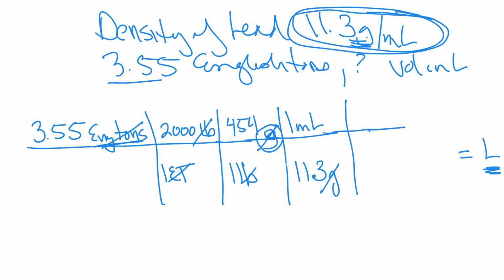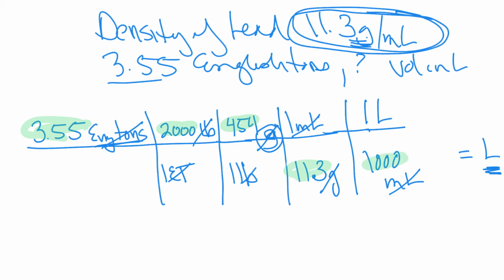Look over here. I want liters, so I'm just going to say 1,000 milliliters is equal to a liter, and my milliliters cancel. I have canceled all my units, and so now the only thing I have left to do is I'm going to multiply the numbers on the top and divide by the numbers on the bottom.